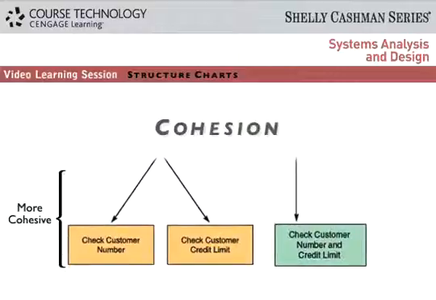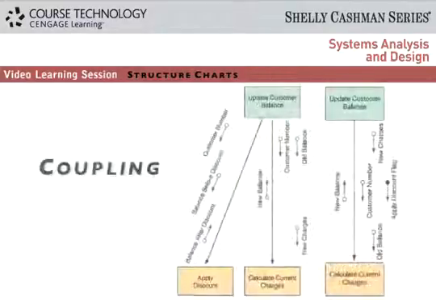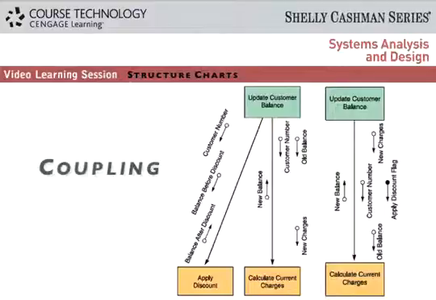Now look at the module on the right. It checks the customer number and the credit limit. Because it performs two tasks, it is less cohesive, so it is not as easy to modify and maintain. Coupling refers to modular dependence. Loosely coupled modules are independent, which means they are easy to modify and repair.